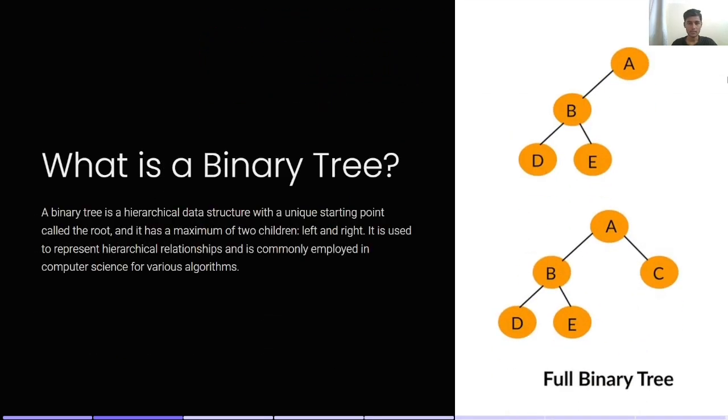The topic today is what is a binary tree and graph. Let's see what is a binary tree. A binary tree is a hierarchical data structure with a unique starting point called the root, and it has a maximum of two children, left and right. It is used to represent hierarchical relationships and is commonly employed in computer science for various algorithms.